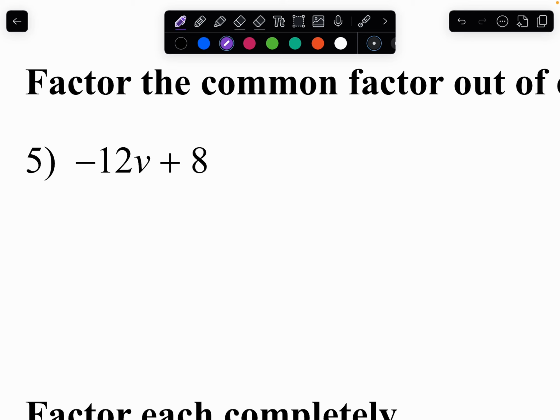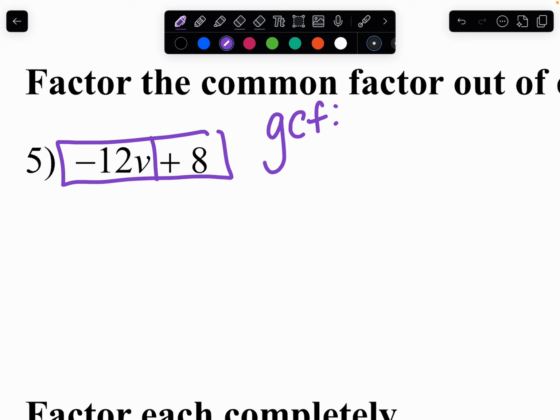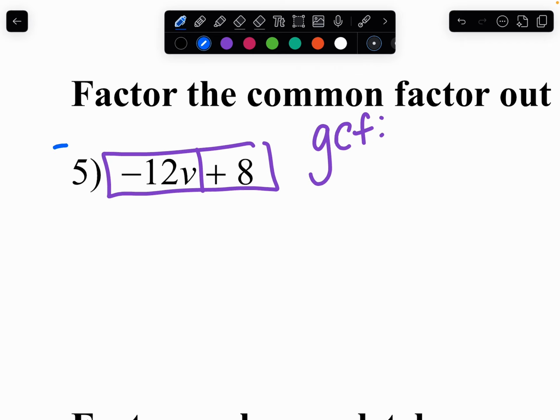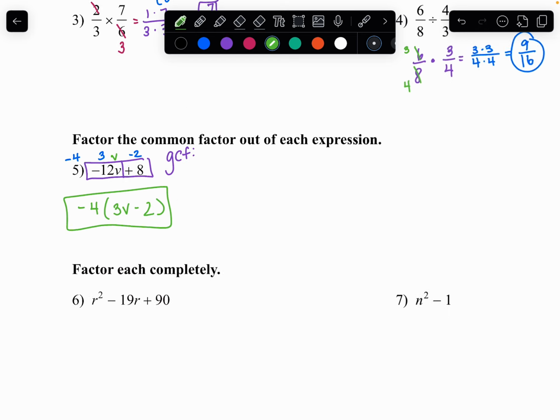So the first thing you should always do in factoring, ask yourself, is there a GCF? And so you can put them in a box. This is how I do it. If your first term is negative, we want to factor out that negative. And then 12 and 8 both have 4 in common. So negative 12 divided by negative 4 is 3. And 8 divided by negative 4 is negative 2. That V only shows up in that first box, so it's not common. And so our final answer is negative 4, parenthesis 3V minus 2. And so there is your GCF.